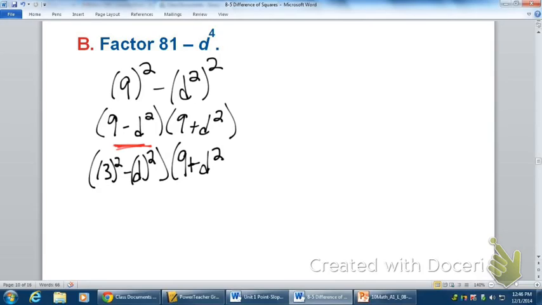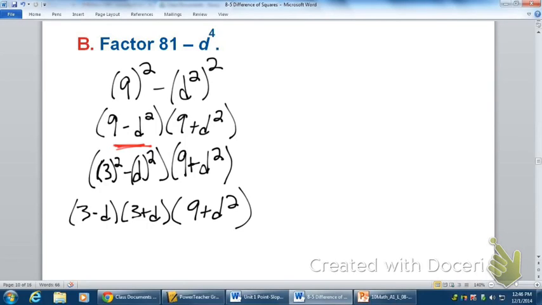Now we know that we can go 3 minus d, there's one, and then 3 plus d. You forgot the other part of the parentheses on the other one. Thank you. The last thing you need to do is go ahead and write your 9 plus d squared.